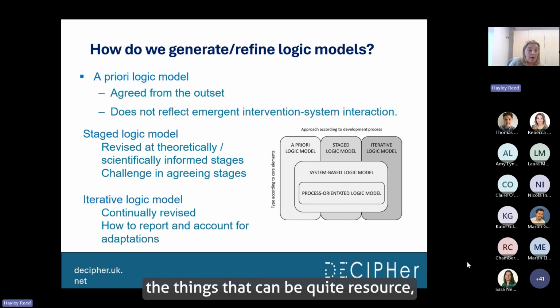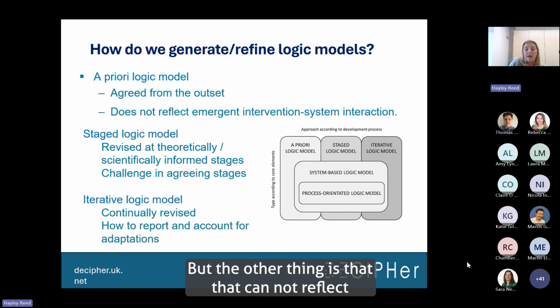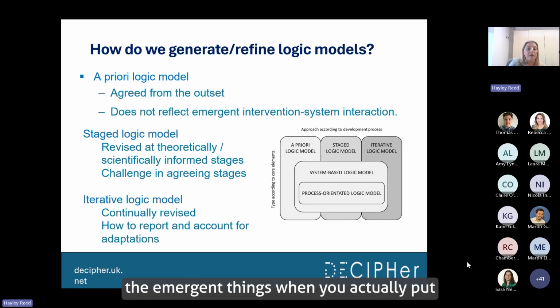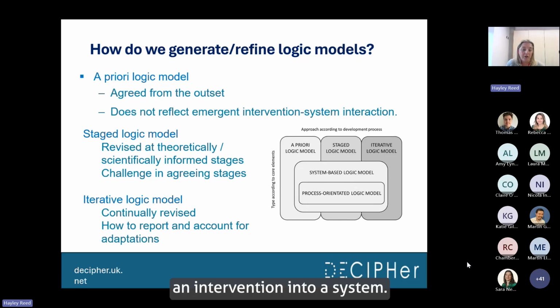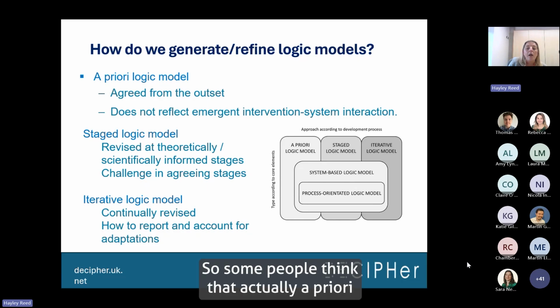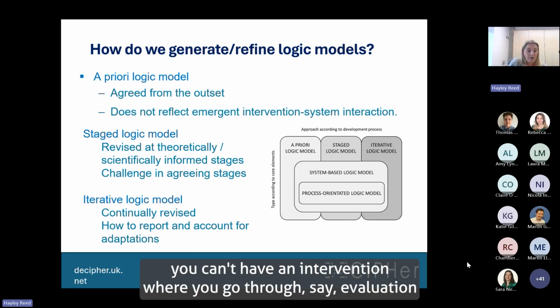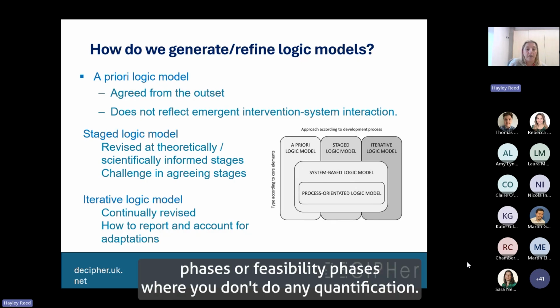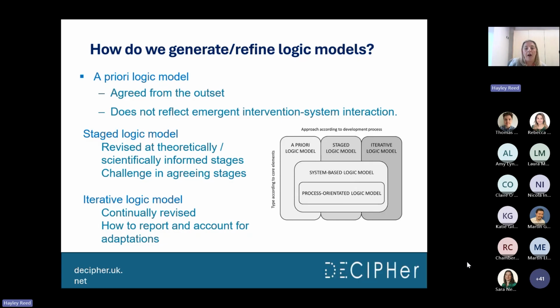One of the things is that it can be quite resource intensive early on. But the other thing is that it cannot reflect the emergent things when you actually put an intervention into a system. So we've talked a little bit about that context. So some people think that actually with a priori, you can't have an intervention where you go through, say, evaluation phases or feasibility phases where you don't do any modification as part of this.